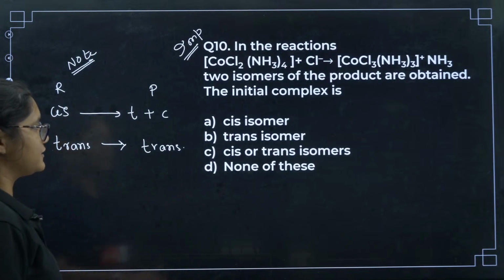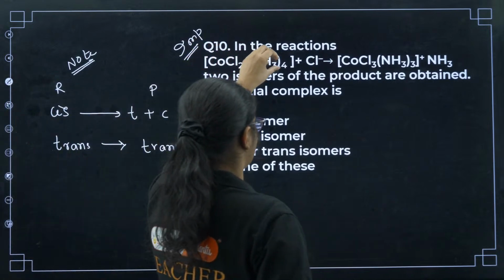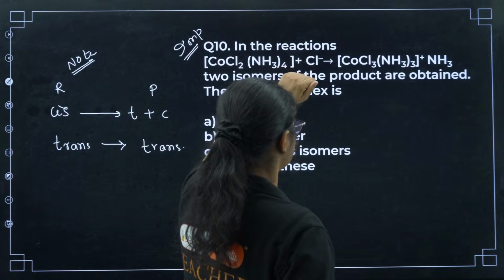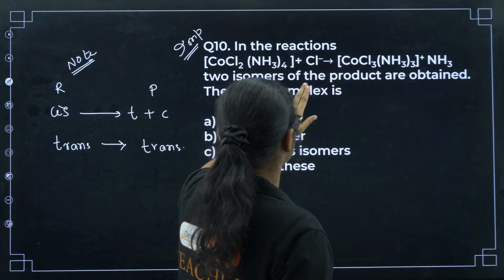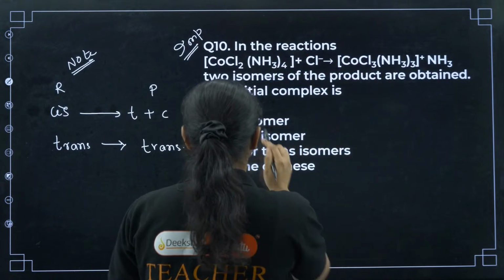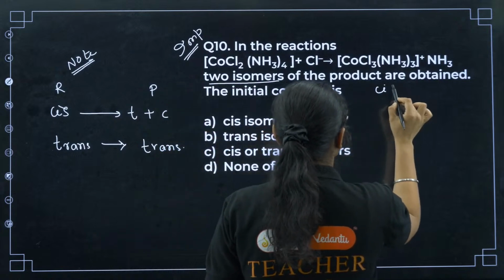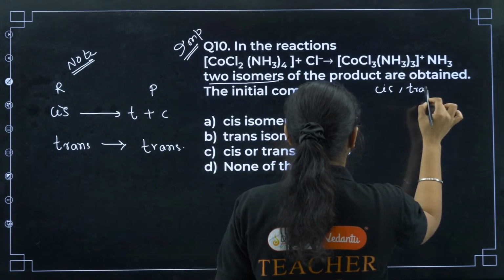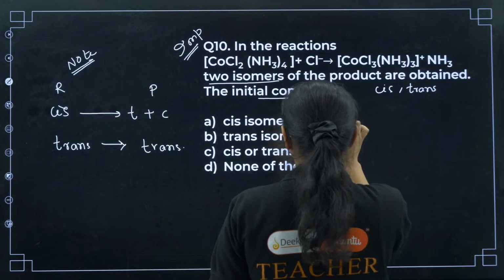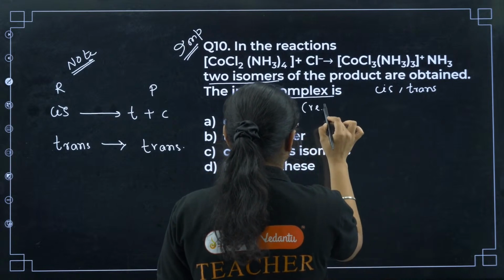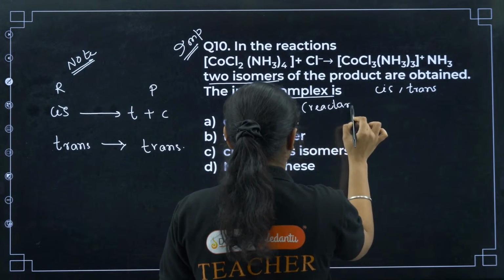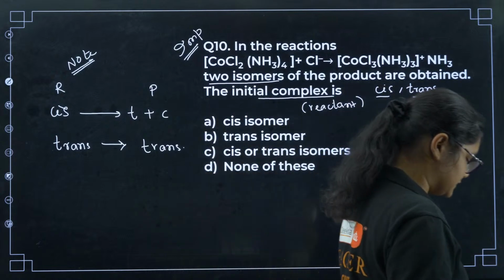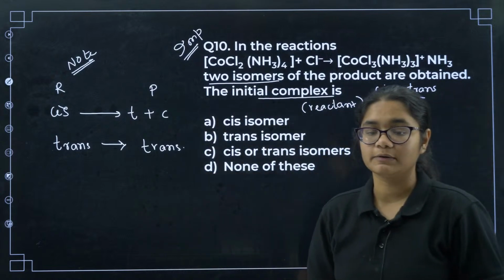Now in the reaction, Co Cl2 (NH3)4 whole plus and Cl minus, two isomers of the product are formed. Two isomers formed means both cis and trans products are formed. Then the initial complex, it is asking about the reactant. What should be the reactant? You are getting cis and trans as the product. Then what will be the reactant?